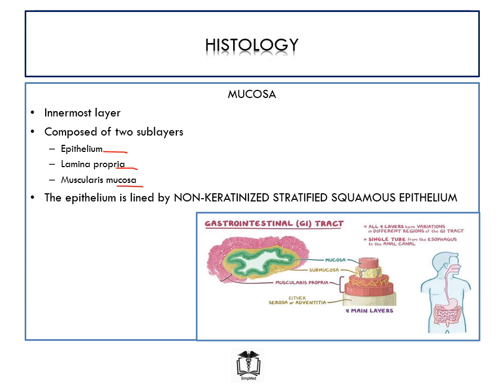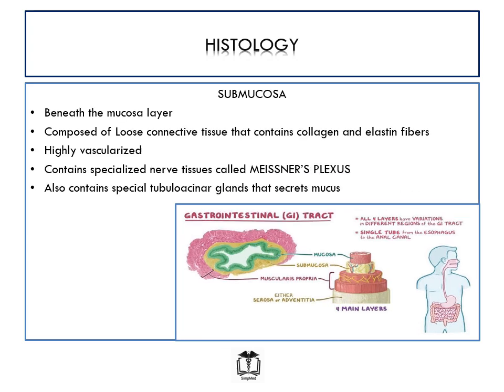The epithelium of the esophagus tends to be lined by non-keratinized stratified squamous epithelium. This is distinct from what we see in the rest of the GI tract, which is lined by columnar epithelium, simple columnar epithelium. So the esophagus tends to be distinct from the rest because it is lined by non-keratinized stratified squamous epithelium.